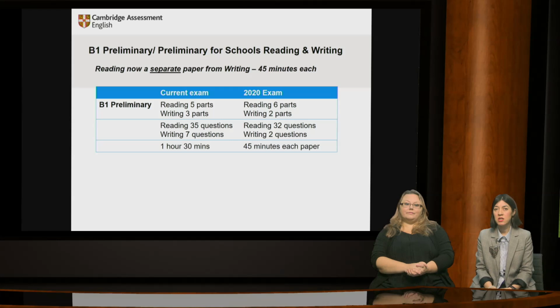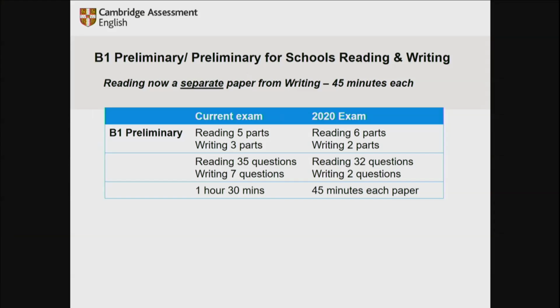Let's look at the changes to the B1 Preliminary reading and writing exams now. One of the most noticeable changes is that the reading and writing papers have been separated. This is because it's currently a very long paper. The reading paper now has 6 parts and takes 45 minutes. 5 of those 6 parts overlap with A2 Key, and 5 of the 6 parts also overlap with B2 First, bringing better alignment across the exams.